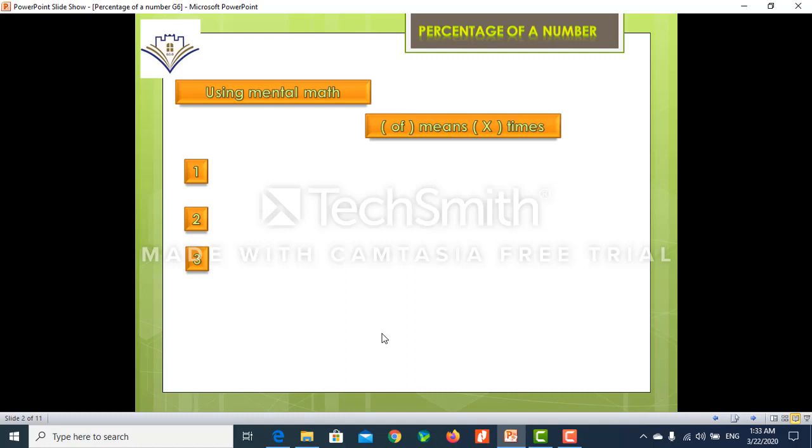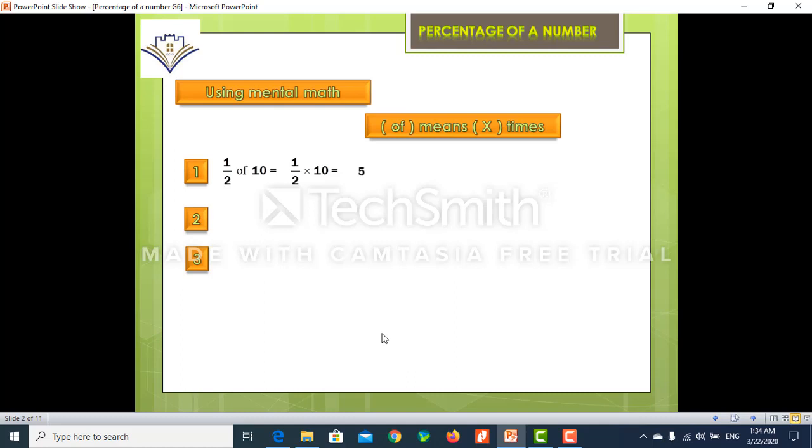Firstly, I need to ask you some questions using mental math. I need to tell you "of" means times. For example, question number one: half of ten. It's a half multiplied by ten. Half times ten. Who can tell me, half of ten equals what? Yes, equals five.